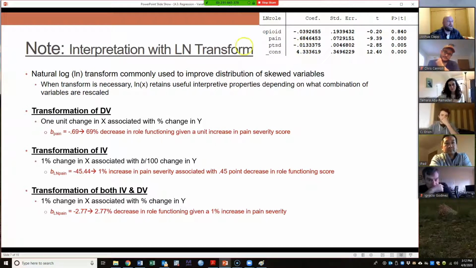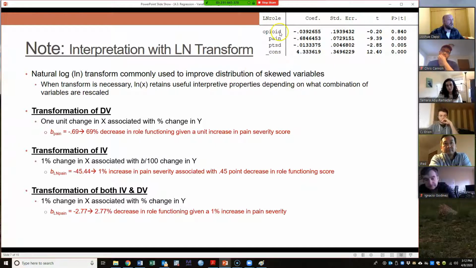for every unit increase in PTSD, I'm expecting a 1.3% decrease in role functioning. People see that? Okay. And that might not seem like a whole lot, but remember my PTSD scale goes from 0 to 130-something, right? So one unit change isn't that much, right? But if I were to go a standard deviation unit change, then that starts to decrease things along those lines.